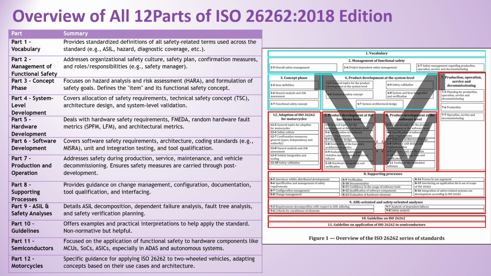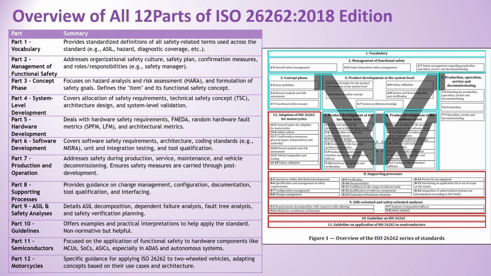Right. Part 5 dives into hardware development, specific hardware safety requirements, analysis methods like FMEDA, and those fault metrics, SPFM for single point faults, LFM for latent faults. Measuring hardware reliability against safety goals. You got it. Part 6 is the counterpart, software development. Requirements, architecture, coding standards like MISRA, testing, tool qualification. Hugely important.